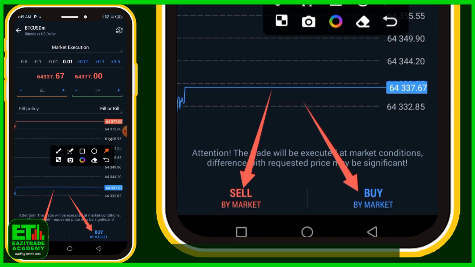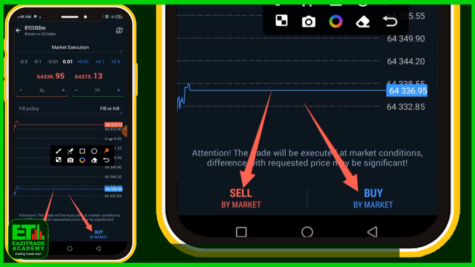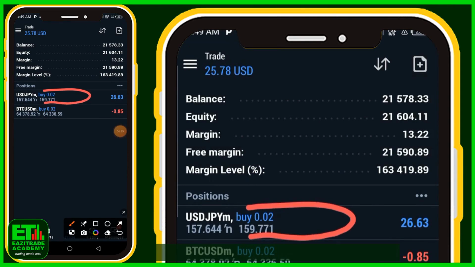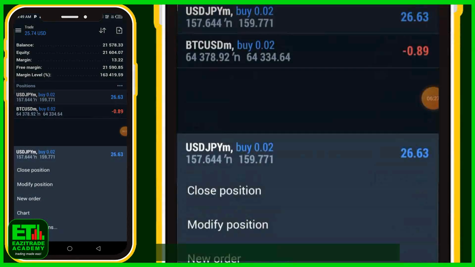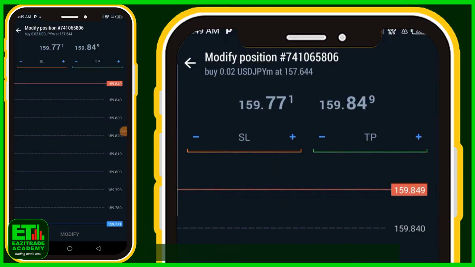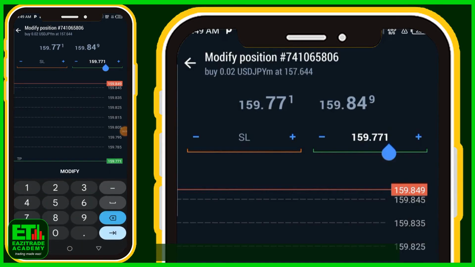Then let's say, peradventure, you sell immediately the signal was called. You can always come to this area where the trade is running, long press towards modify the trade. You click on modify position.